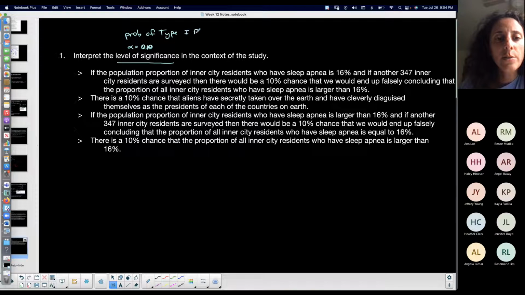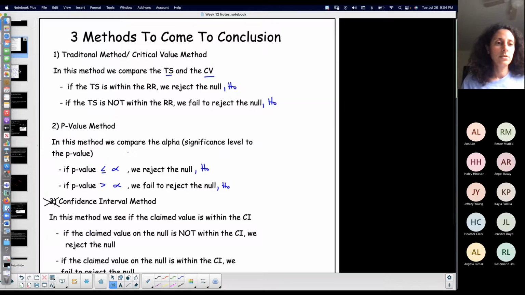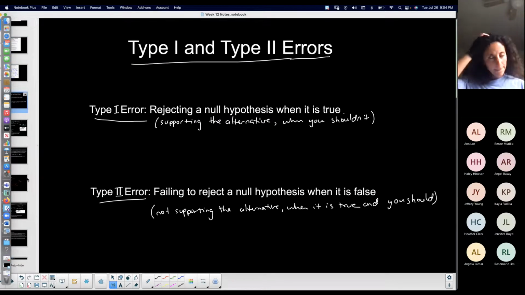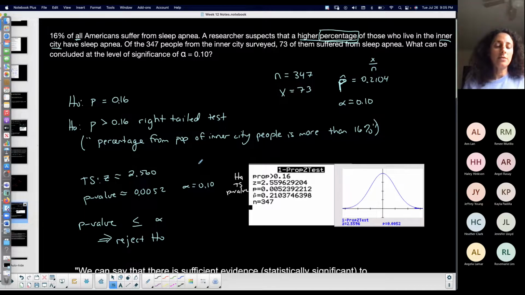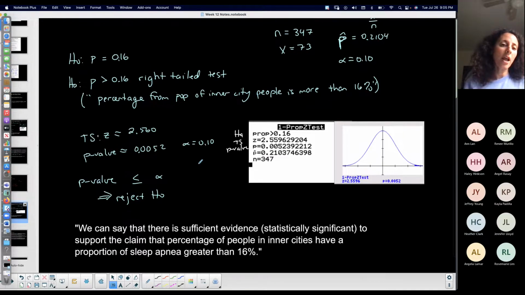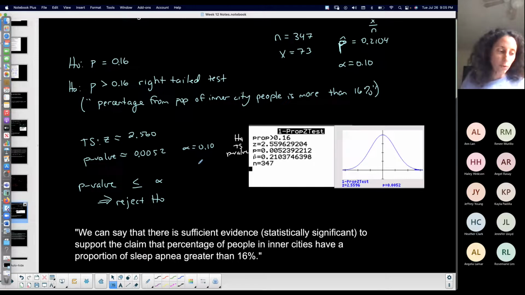And could we have a potential type 1 error for this particular example? Yes, because we rejected the null. But look, type 1 error is rejecting the null when it's true. So you tell me what that means to you. If we made a type 1 error, what does that mean in your own words?